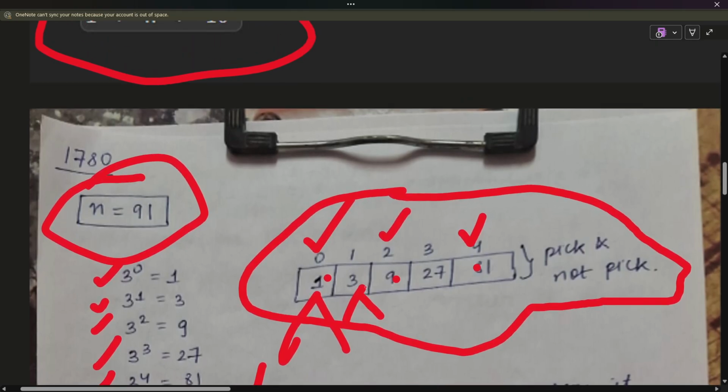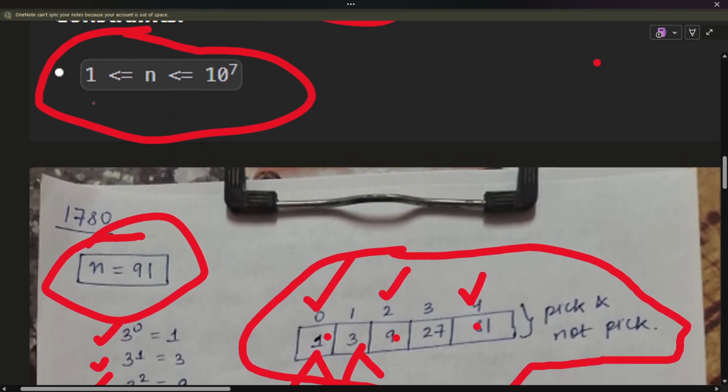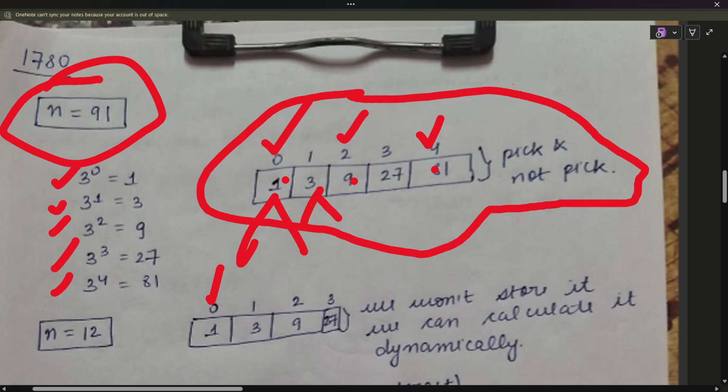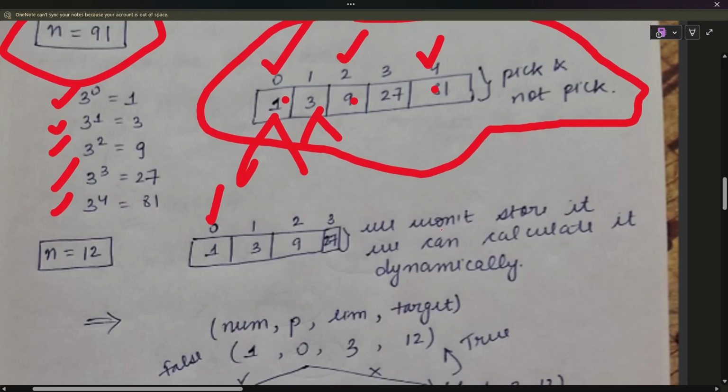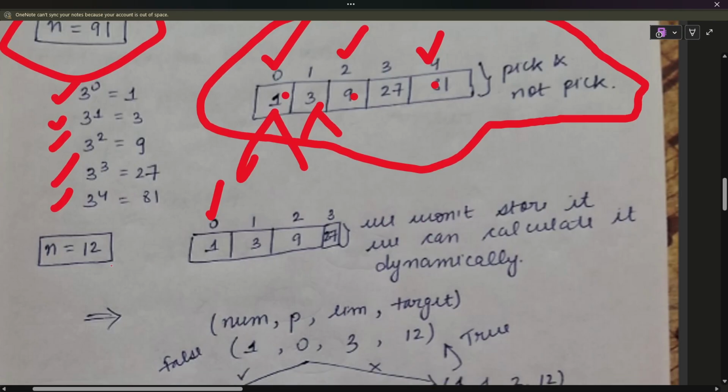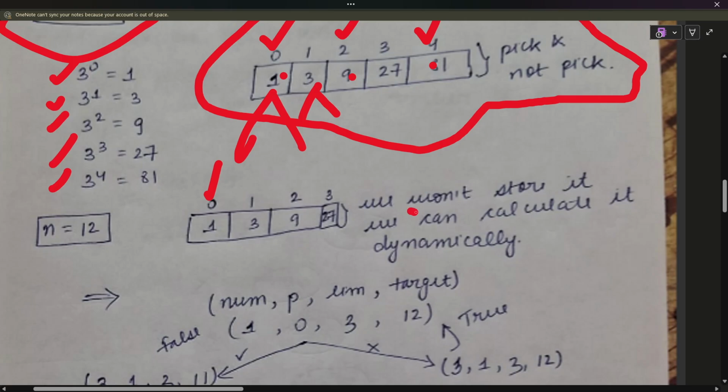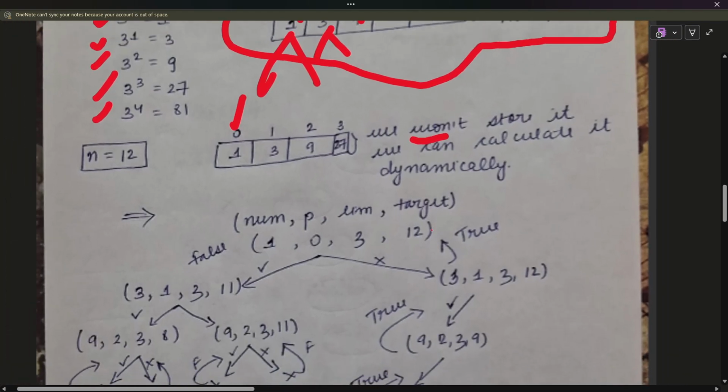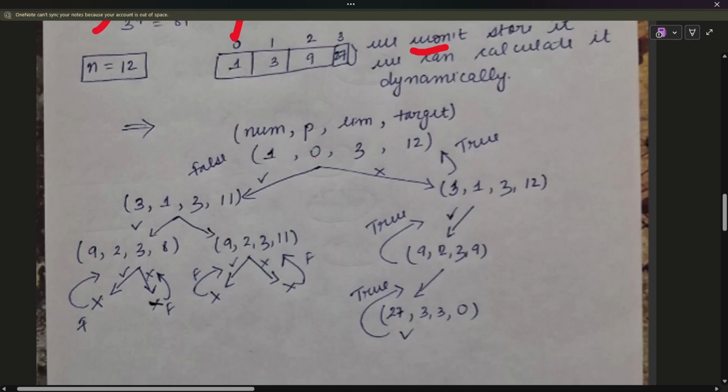One thing I would like to tell is that because of this constraint, we can't solve it by storing the values. If you store the values and use DP, it will give you MLE because the constraint is high. Here I have written it for n equal to 12, and I have solved it also. We won't store it, we can calculate it dynamically. As we expand our recursion tree, we will increase it. Let me first do the trial, then we will go into depth.